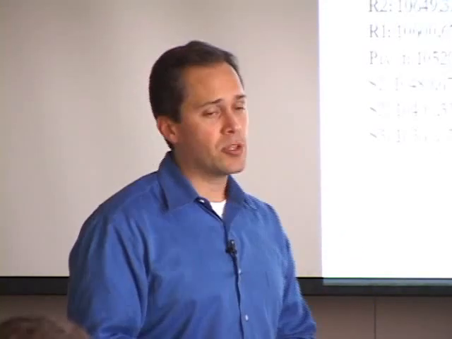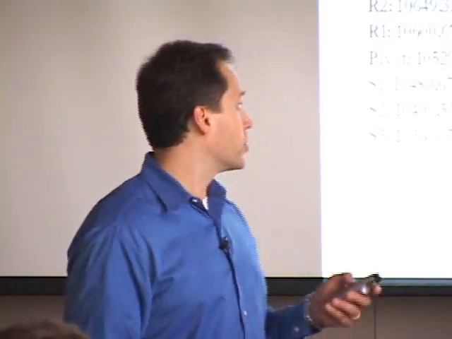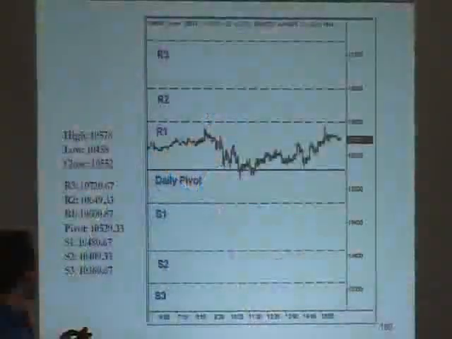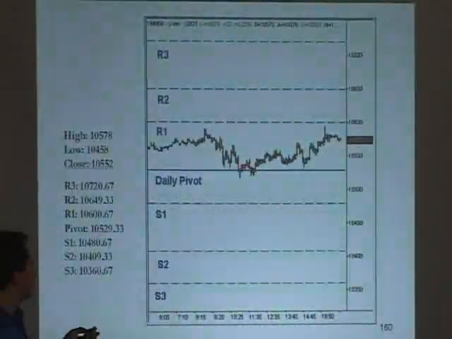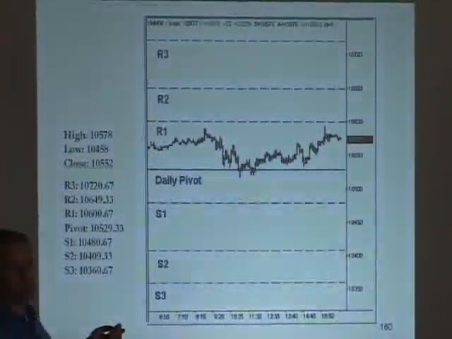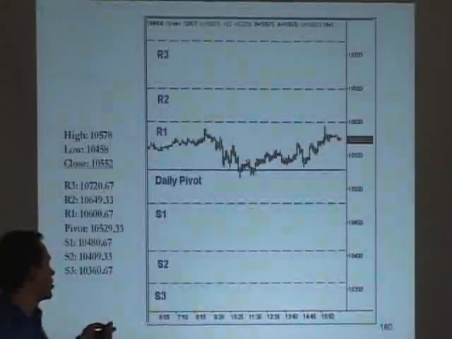Okay. So when you get the pivot levels, you're just creating levels on the chart. It's very simple. You're going to get R1, R2, R3, S1, S2, S3, and then what I just call the central pivot. It's the daily central pivot. This is the most important one.